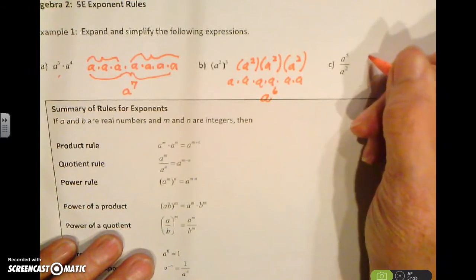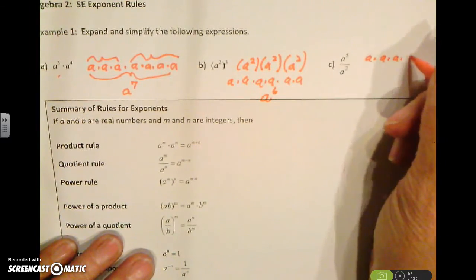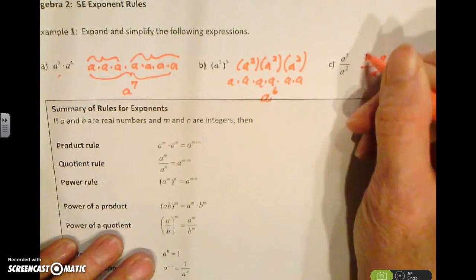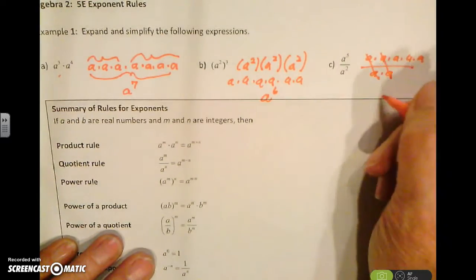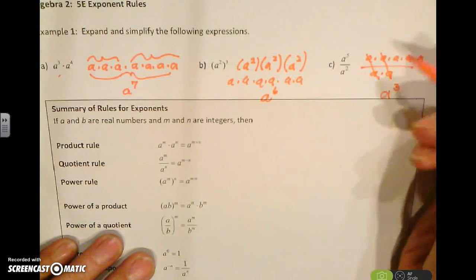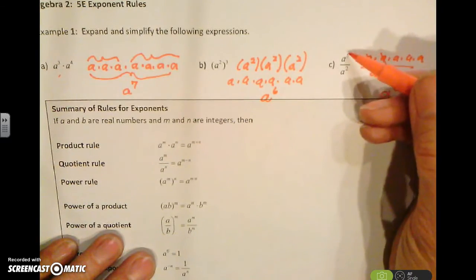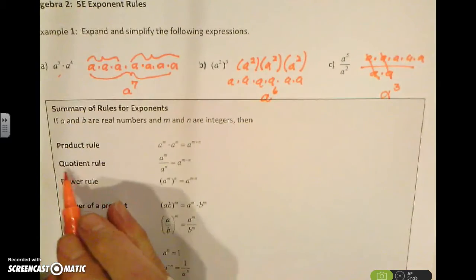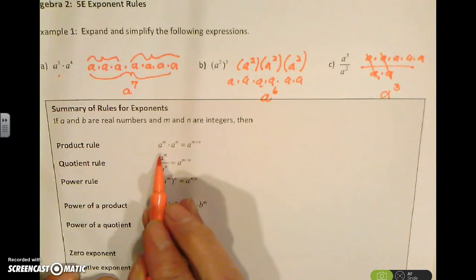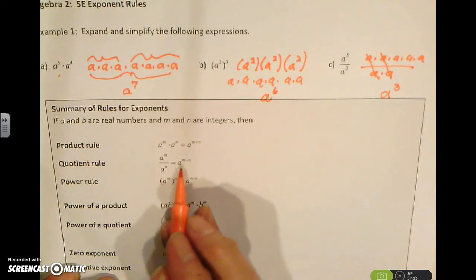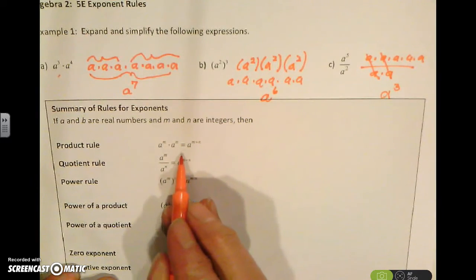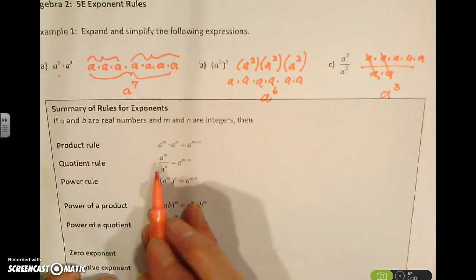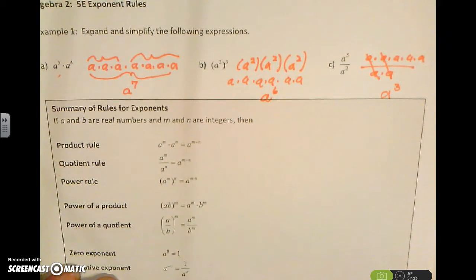And then the division, I have a to the 5th, so I have the a's multiplied out, divided by a squared. Then we'll cancel those a's, and we're left with a to the 3rd power. And you can see that with the division, 5 subtract 2 is going to give me that 3, and that's going to lead to this quotient rule. A to the m divided by a to the n is equal to a raised to the m subtract n power. So I take the numerator exponent minus the denominator exponent.